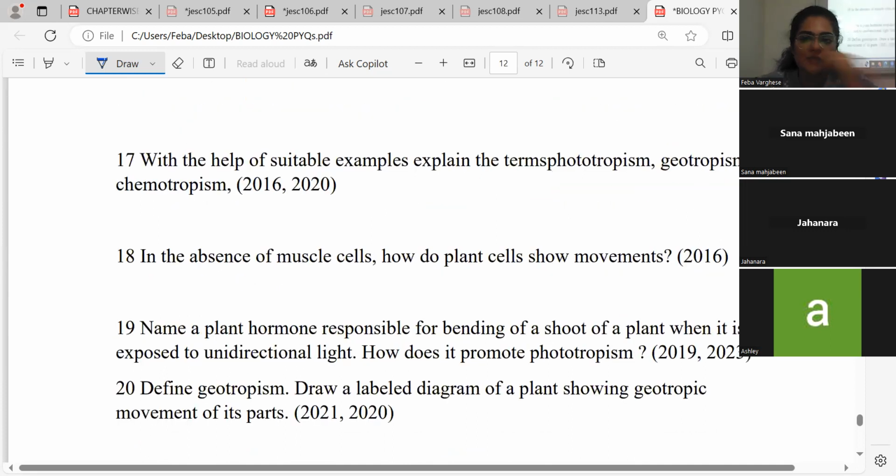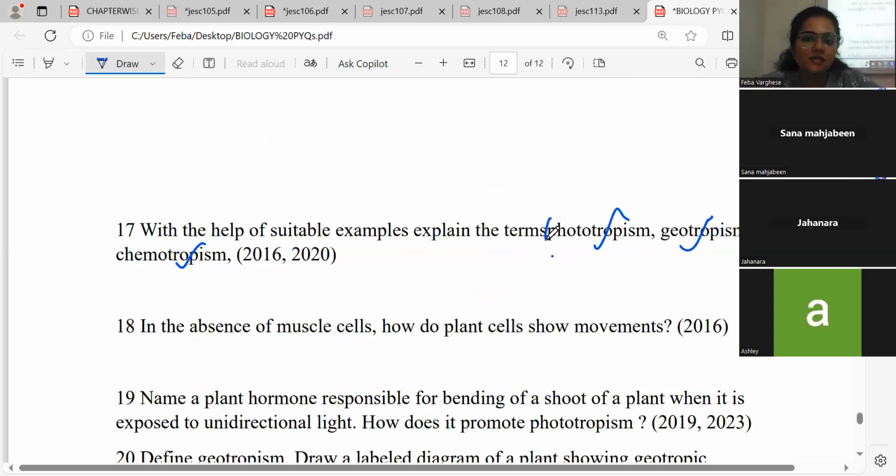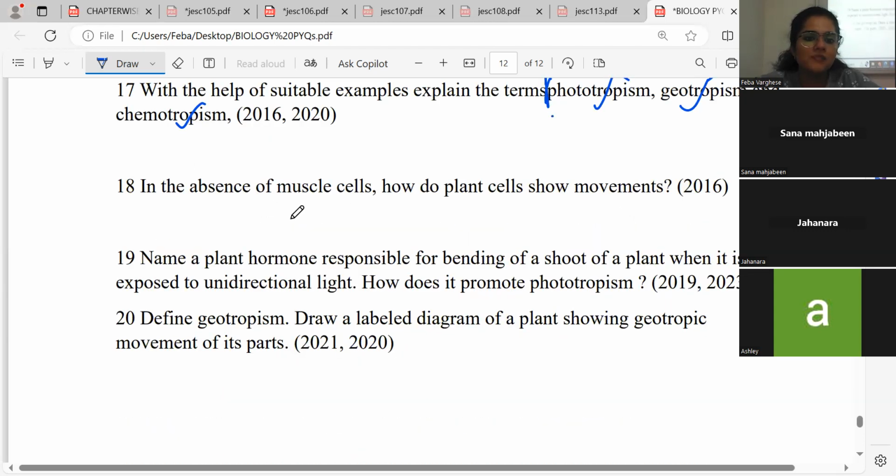Now with the help of suitable examples, explain the terms phototropism, geotropism, and chemotropism. Suitable examples they are asking. Phototropism: bending of the shoot towards the light. Geotropism: bending of root and shoot. You can draw that horizontal diagram. And chemotropism: draw the growth of pollen tube towards the ovary. The space is lacking over here. That's it.